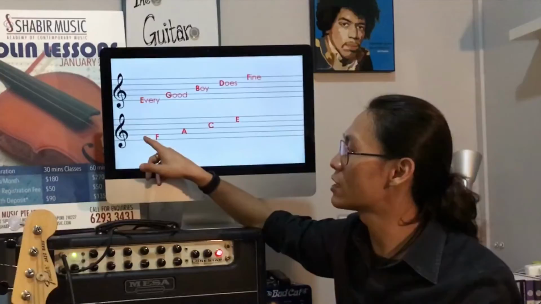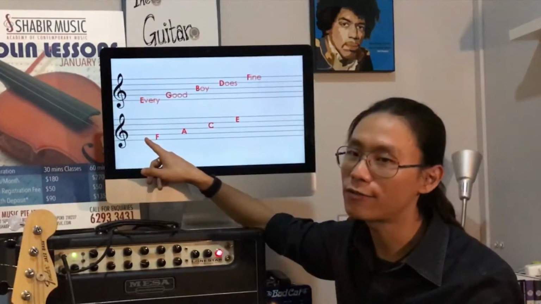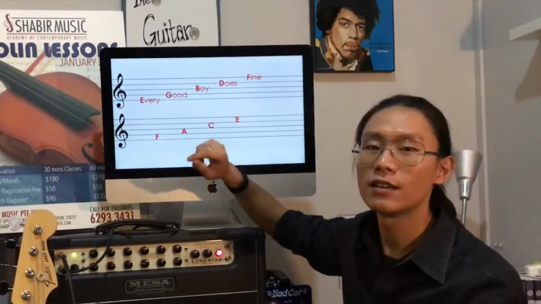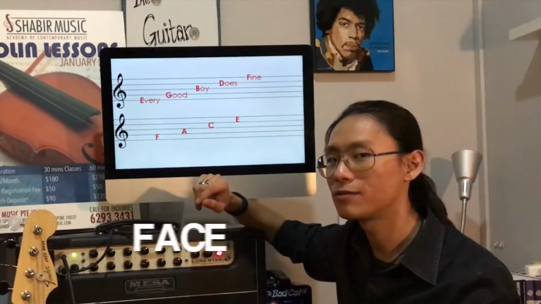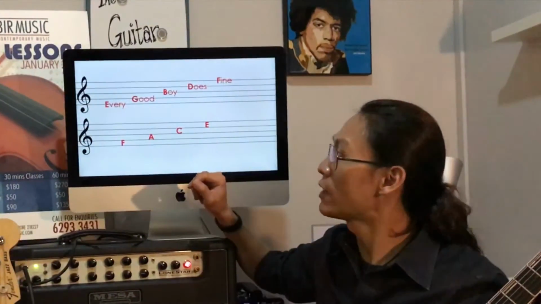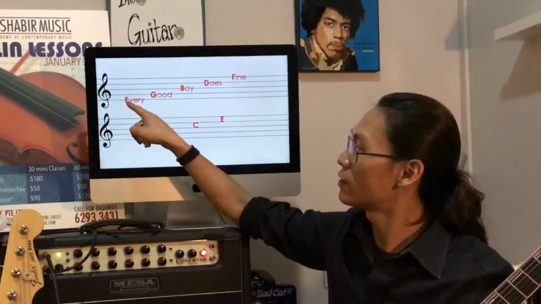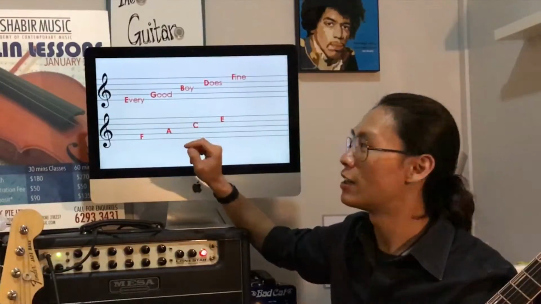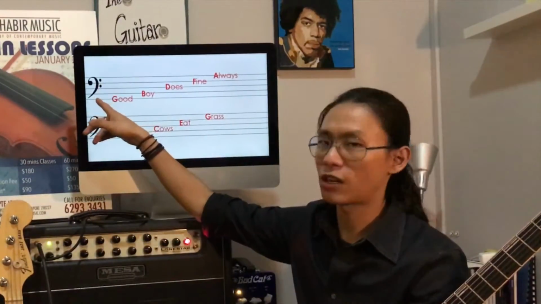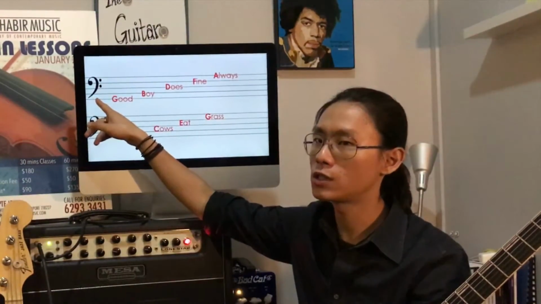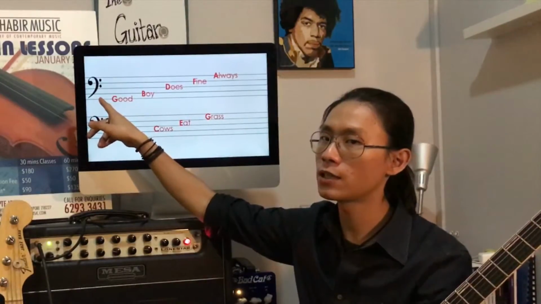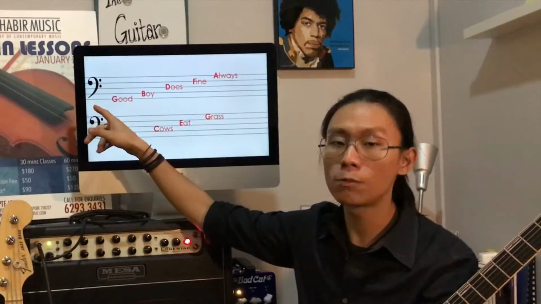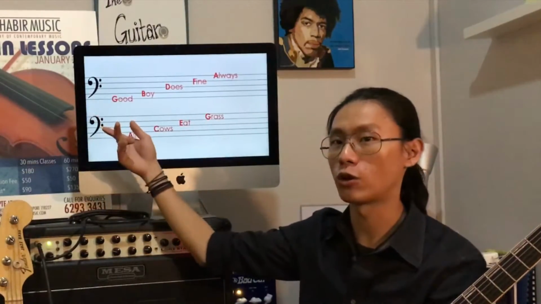And in the spaces in between the lines, we have F, A, C, E. And what does that spell? Yes, you're right. If you realize, from the line into the space, we are going up the alphabet. Over here, we see another different kind of symbol. We call this the bass clef. Basically, it represents notes of lower pitches as compared to our treble clef.